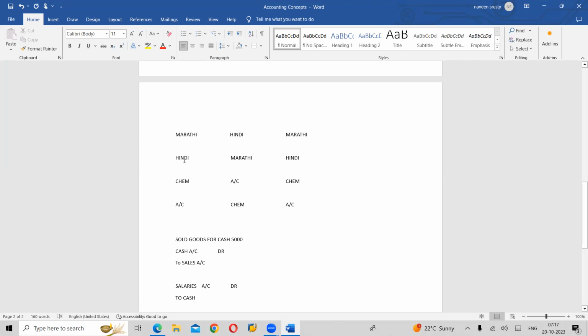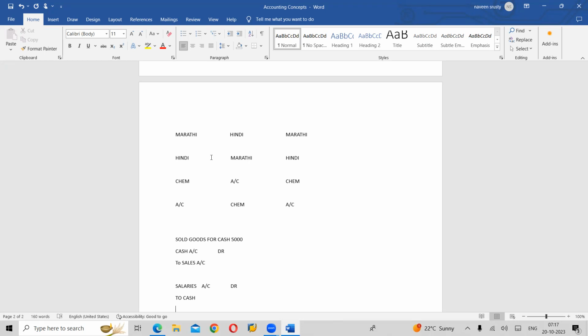See, I took Marathi, Hindi, chemistry, accounting, or commerce, whatever it is. Marathi, Hindi, and whatever other languages, those are human languages, right? And those languages will have some specific words and specific grammar. Clear?